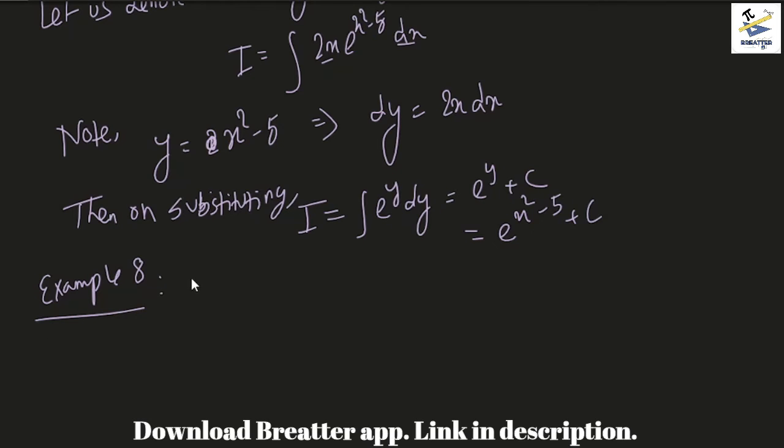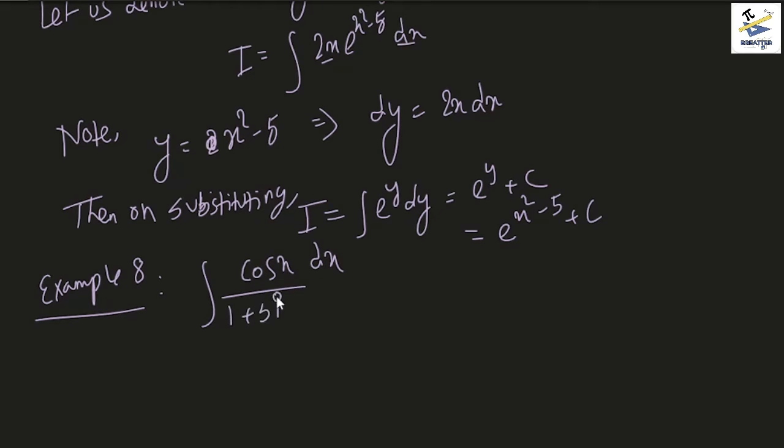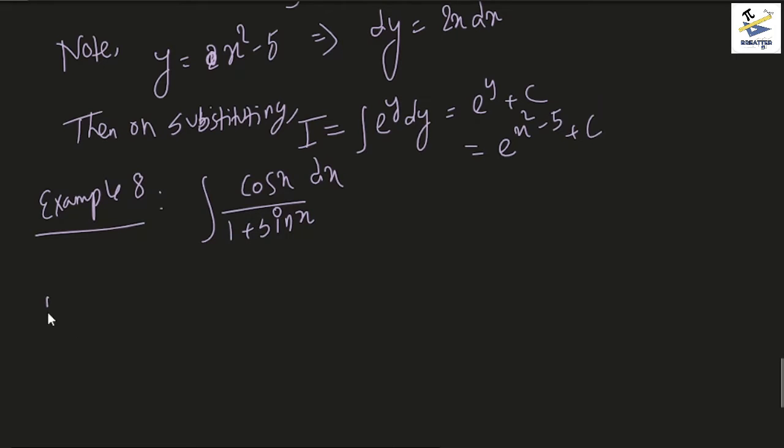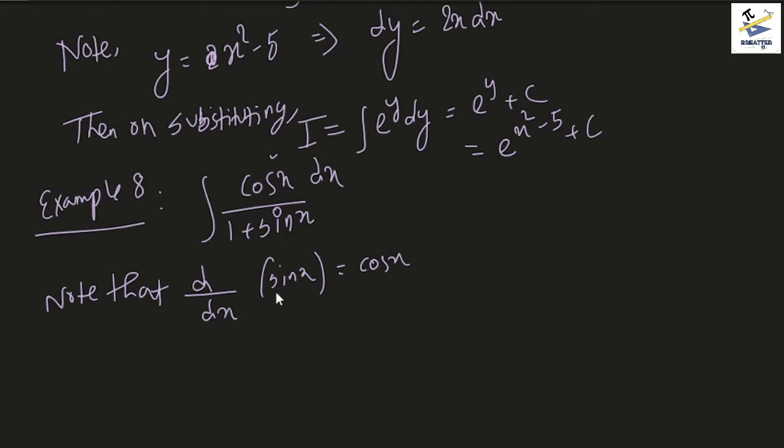Example for this video. So let us do this problem where we have the integral of cosine of x dx by 1 plus sine x. This one looks a bit more tedious than before, but note that d/dx of sine x is just cos x, right? So as we can see, cos x dx is present in the numerator and 1 plus sine x is in the denominator. So if the derivative of sine x is cos x, then the derivative of 1 plus sine x should also be cos x, right?